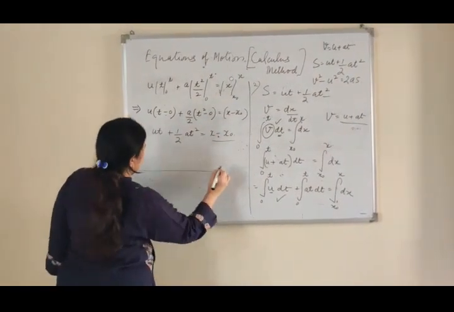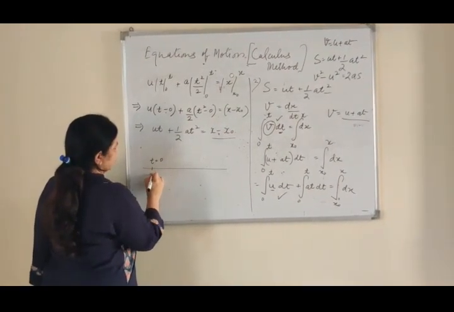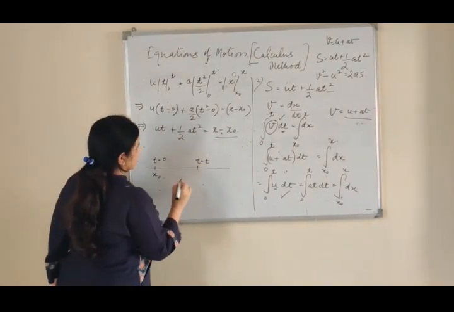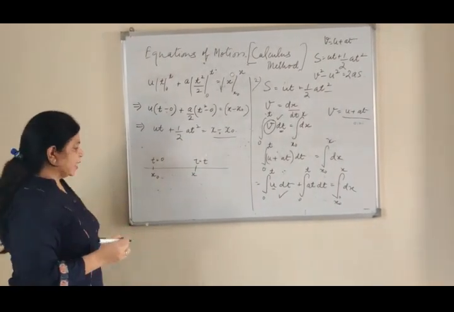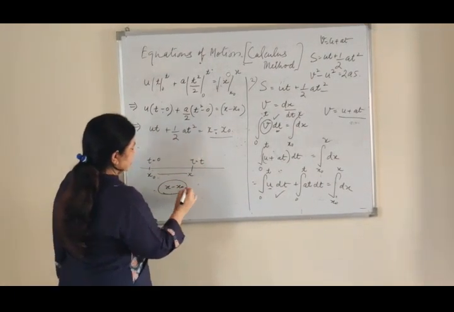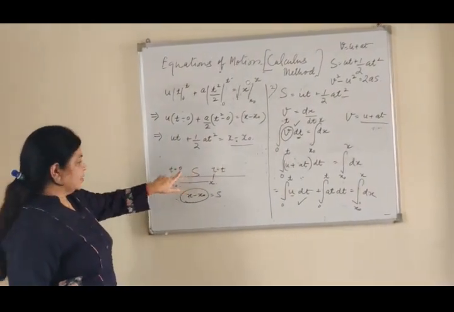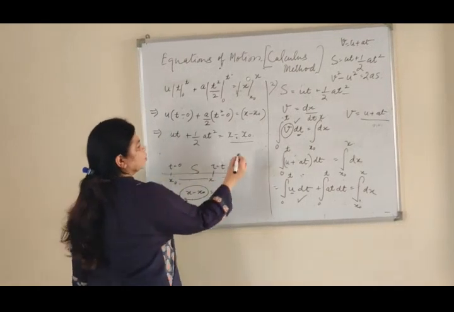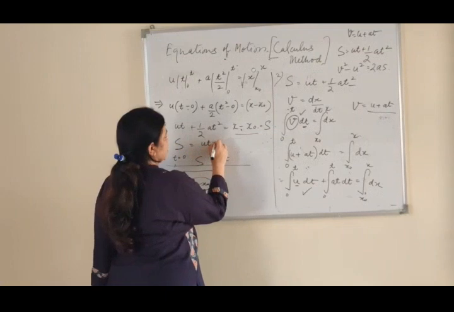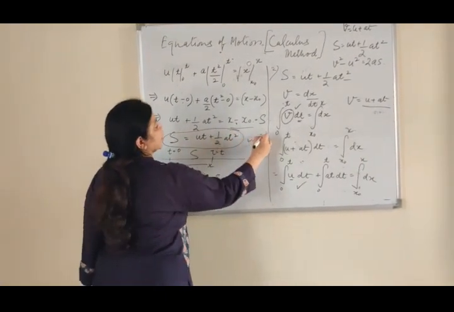Now see, if a body is moving in this straight line and this is t is equal to 0 and the position is x naught, and here we are having time t is equal to t and the position is x, then this is what? This is x minus x naught. So x minus x naught, if it is equal to s, that is the distance travelled in this interval. So this can be replaced by s and we can have the second equation, that is s is equal to ut plus half at square.